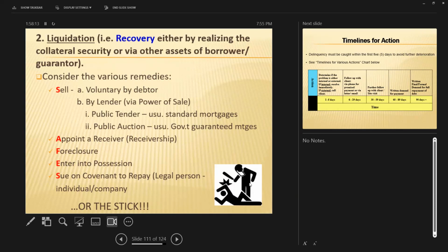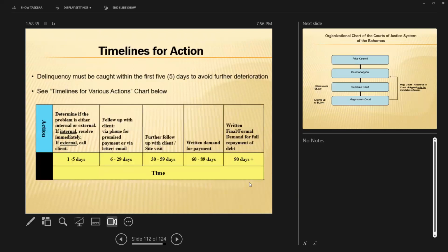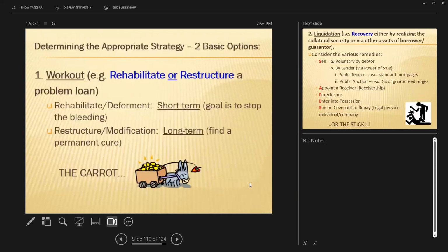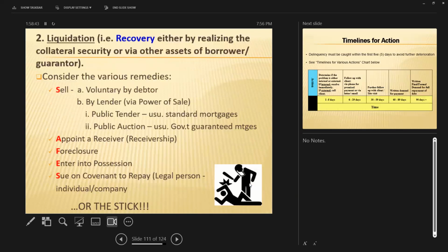You could go into foreclosure. You could enter into possession. You could sue on the covenant to repay. I'm not going to get into any detail on those, other than that liquidation is recovery either by realizing the collateral security or via other assets of the borrower or the guarantor. So that's the main thought. Liquidation is your second alternative to a work out. So you either work out or you liquidate.